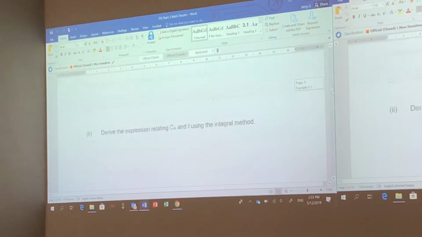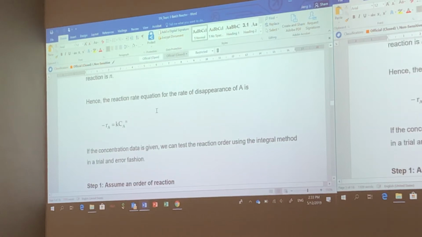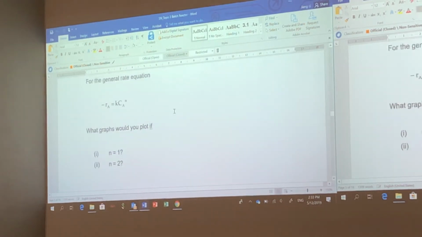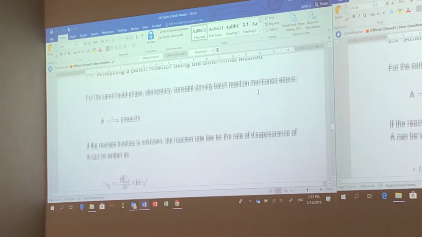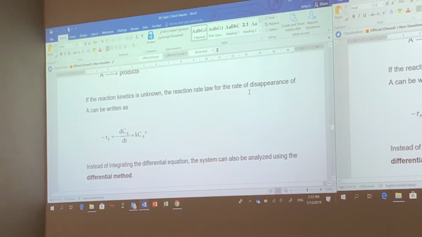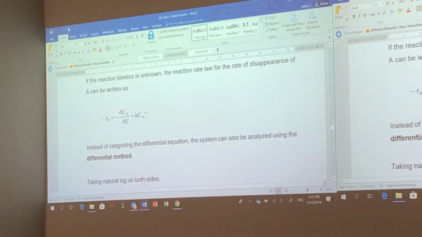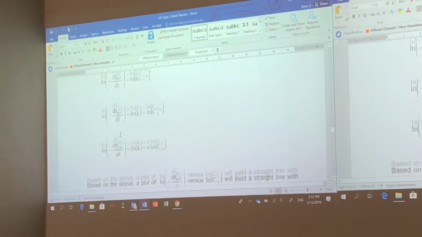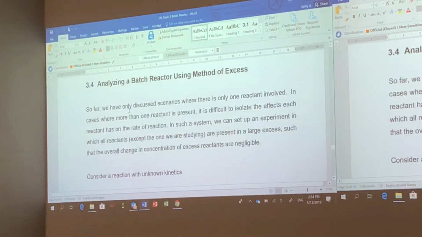So this is for the integral method. Anyway, this is for you to assume, then plot. Now the differential method. Please, for the differential method, you need to know how to describe it. Describe means the first step is usually to plot CA versus t, and from there find the gradient.